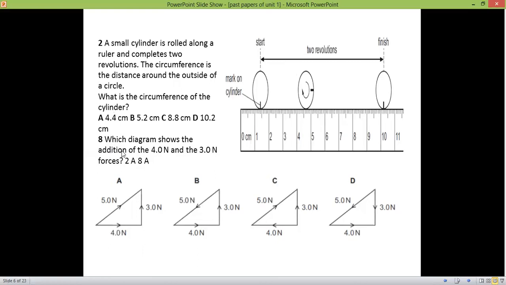Which diagram shows the addition of 4 and 3 Newton forces? So we have to see which one is showing the head to tail rule method. A is showing the correct method. The second vector should be drawn at the head of the first, and the resultant should be joining from the tail of the first vector to the head of the second. So A is the correct option.